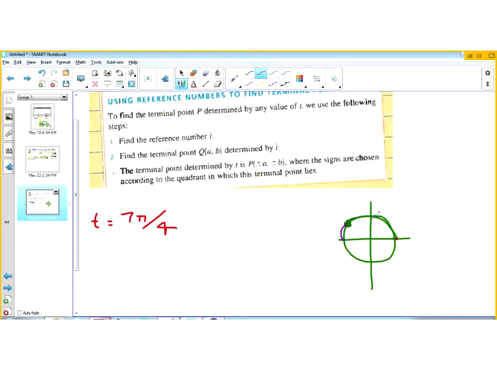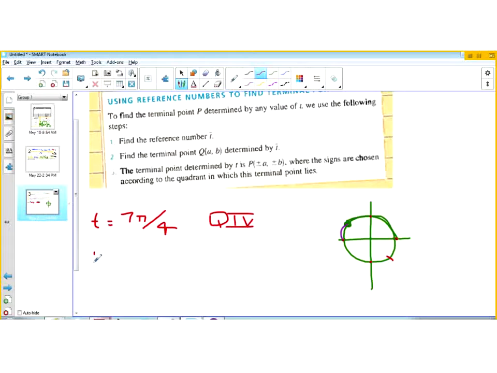Okay, so we know that this is pi halves. This is pi. This would be 3 pi over 2, which is 6 pi over 4, right? And 2 pi is 8 pi over 4. So 7 pi over 4 is halfway between 6 and 8 pi over 4. So this is in quadrant 4. This is a Q4 value.